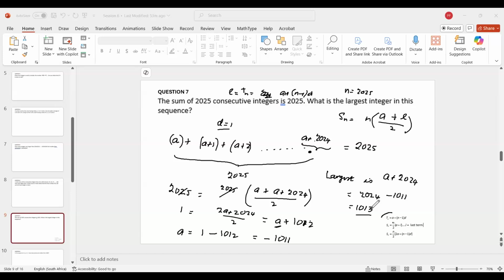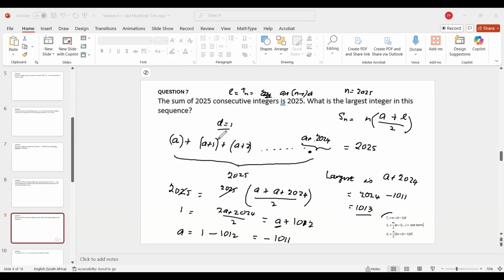The reason why I'm hesitating is that when I calculated this the last time, I made it a 2025 question. All right, so it's 1013. That's the largest number. Okay, so I hope you understood that.